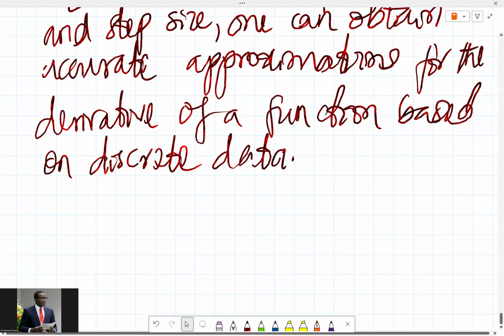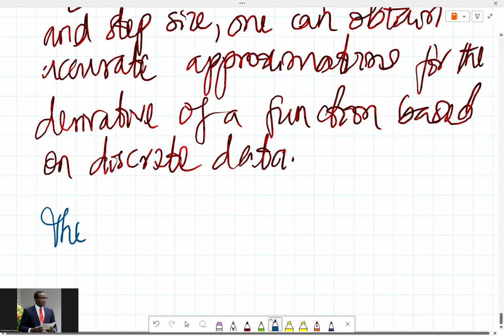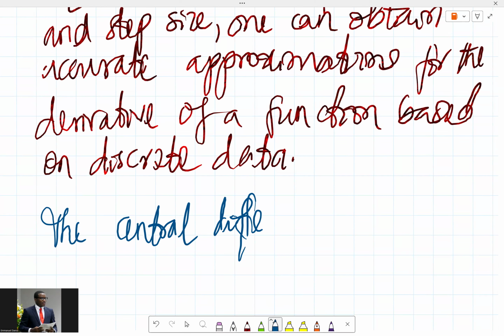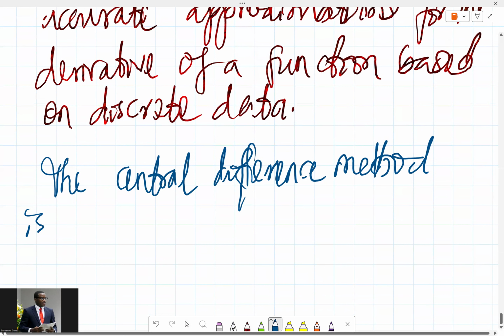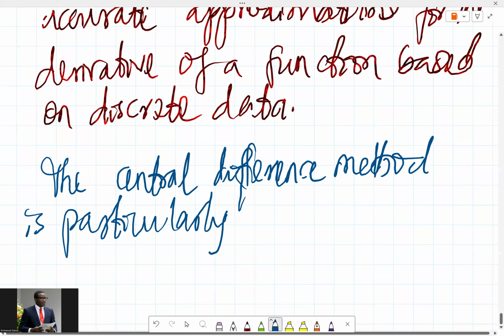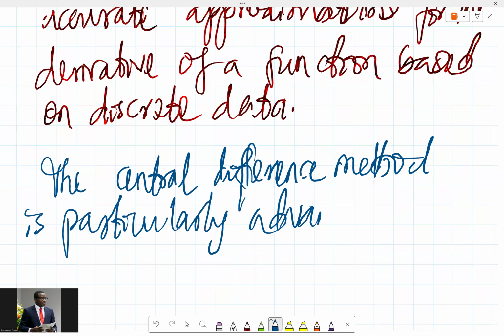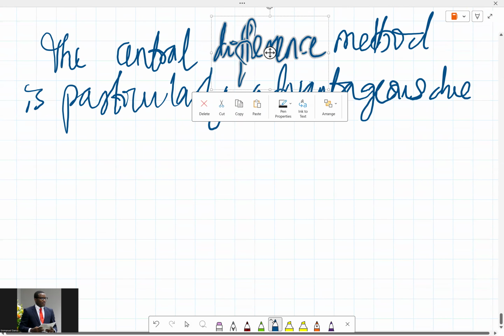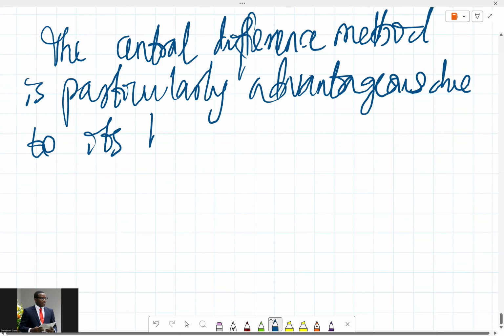And finally, the central difference method is particularly advantageous due to its higher accuracy.